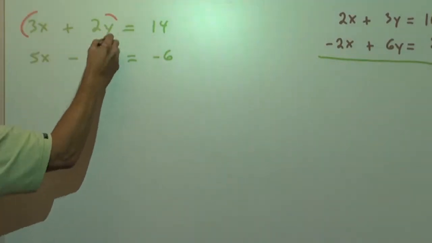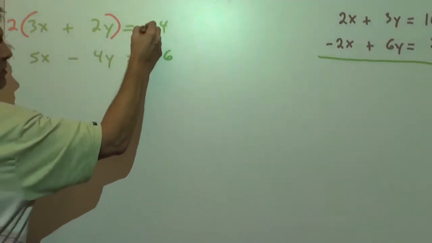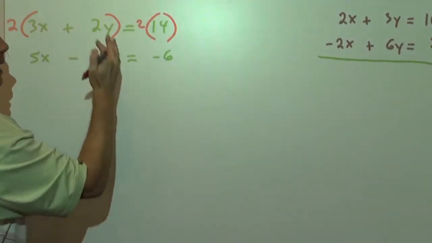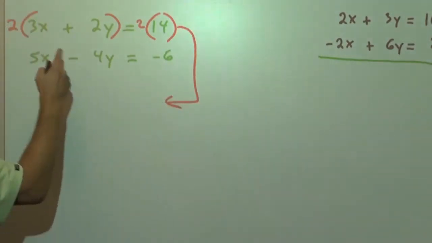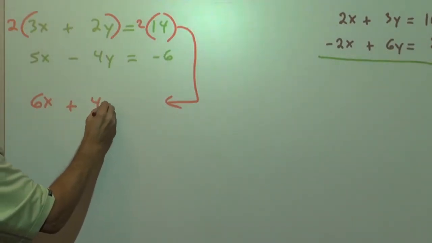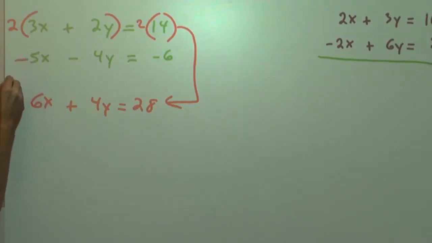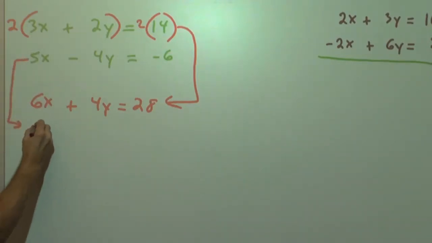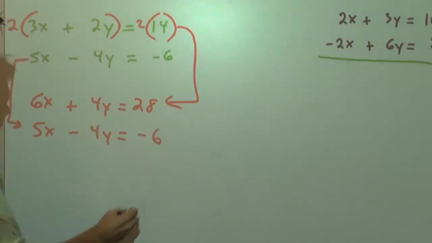So our goal, get a 4y right there, but we have to use good math to do it. The good math we'll use is to say, I'm going to multiply the left side of this equation by 2, and as long as I multiply the right side by the same amount, I keep both sides equal. Alright, let's write this new equation then. After we multiply both sides by 2, we get 6x plus 4y is equal to 28. Now let's bring this equation down and just leave it the way it was. That's 5x minus 4y is equal to negative 6.